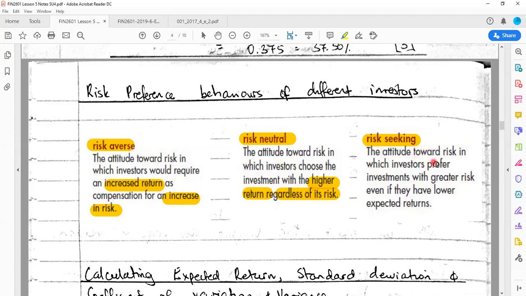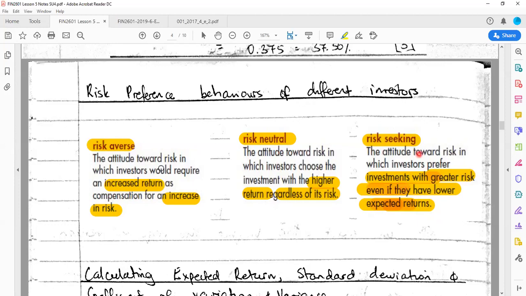And then lastly, we have a risk-seeking manager. This is the attitude toward risk in which an investor prefers investments with greater risk, even if they have lower expected returns. So a risk-seeking financial manager is prepared to accept lower returns, even if the risk is increasing. They are just seeking risk. Even if the greater risk comes with lower returns, they are prepared to accept it.